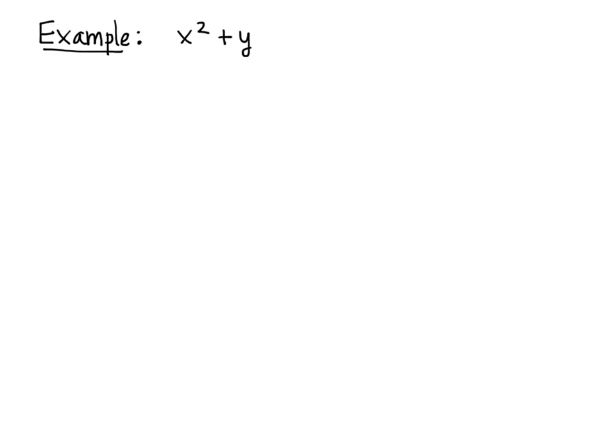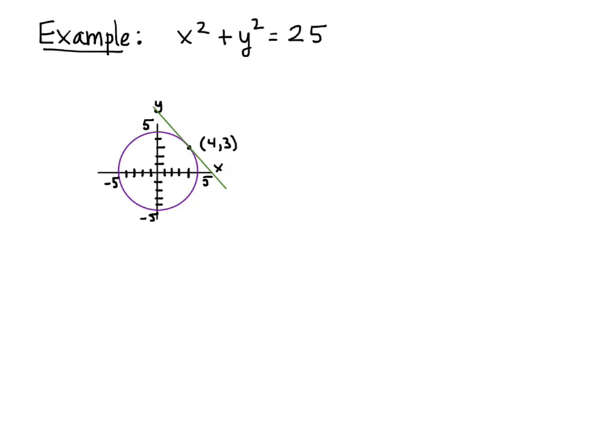Okay, so let me go through a couple examples. This x squared plus y squared equals 25 is a circle, right? Circle of radius 5. And we know that the point 4, 3 is on that circle, right? Because 4 squared plus 3 squared equals 5 squared. Real basic. Okay, so let me take the derivative with respect to x.